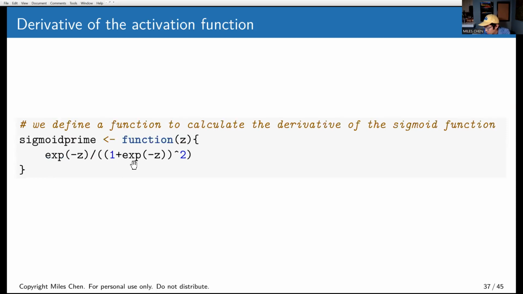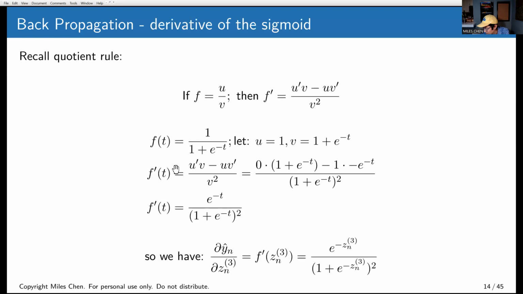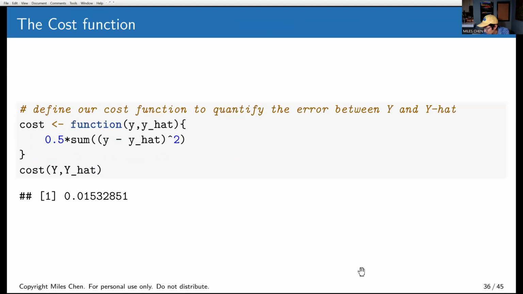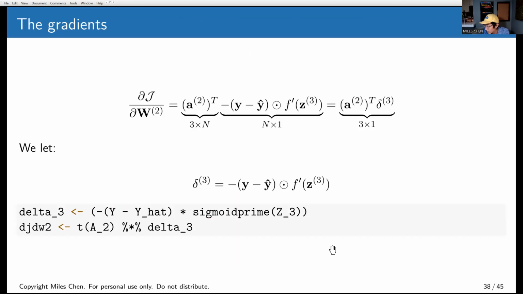Derivative of this sigmoid function. This was from an earlier slide, but it's e to the negative z divided by 1 plus e to the negative z, quantity squared. That's from right here, e to the negative z over 1 plus e to the negative z, quantity squared. That's what we have there.